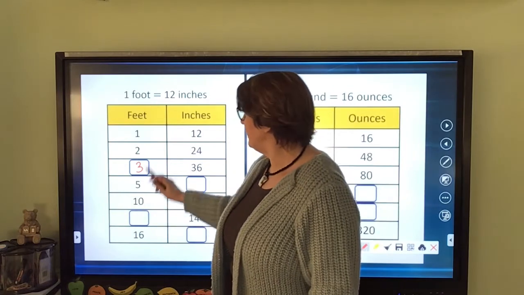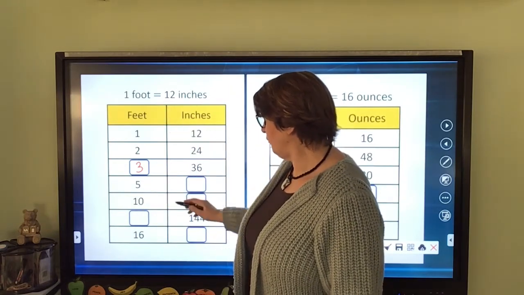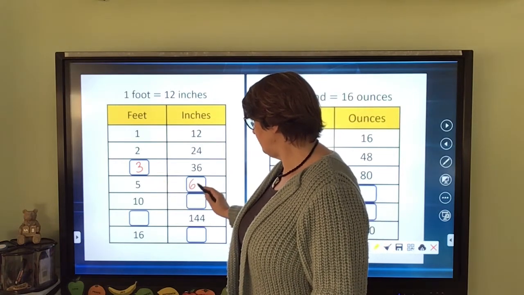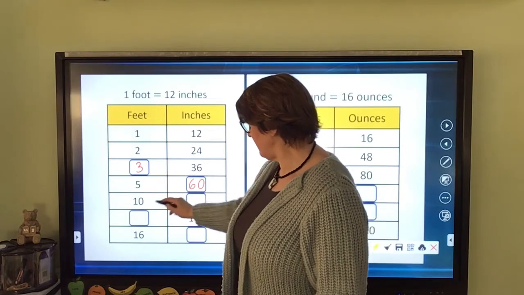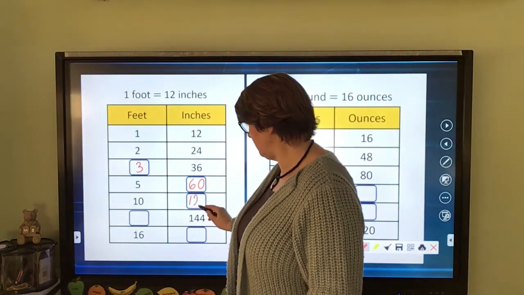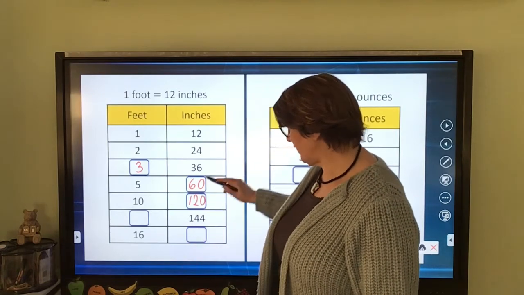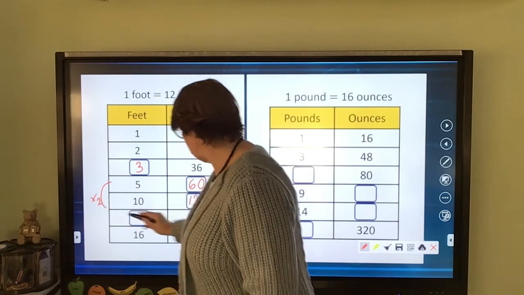And an easy one to work out would be 5 times 12. I know my 5 times 10 will give me 60, so do I need to calculate, then double that? Or 10 times 12 will give me 120. So I can just double it, because that's times 2. So I can do the same here.